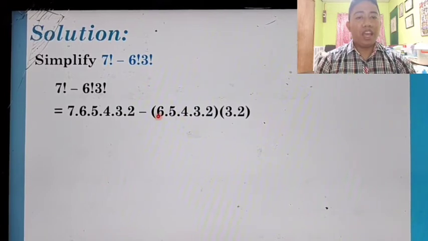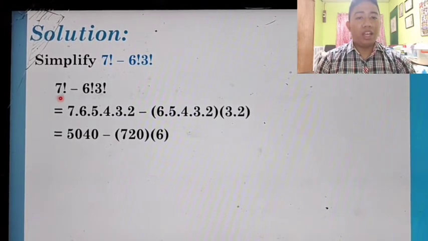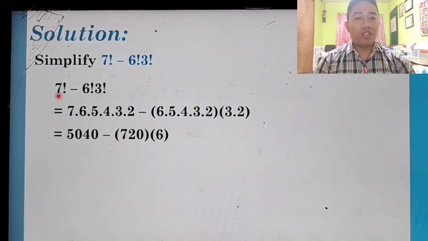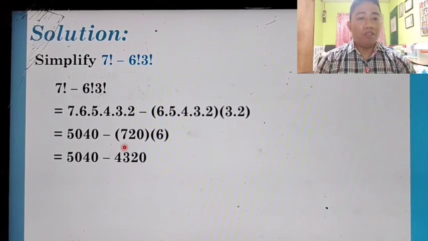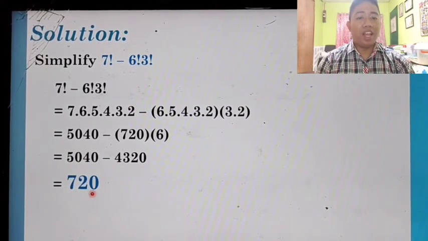If needed, you can use the direct factorial values. We know that 7 factorial is 5040, 6 factorial is 720, and 3 factorial is 6. The next step is to apply multiplication based on the PEMDAS rule. So 720 times 6 is 4320. Then we get the difference between the two numbers, 5040 minus 4320, which is 720. And that is our final answer.